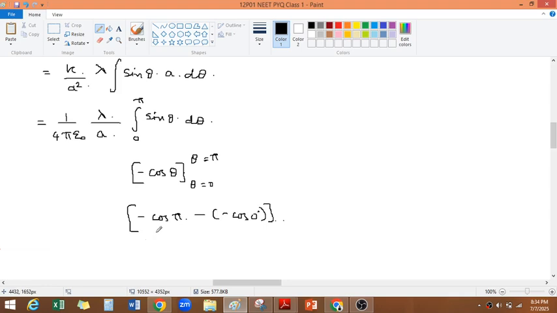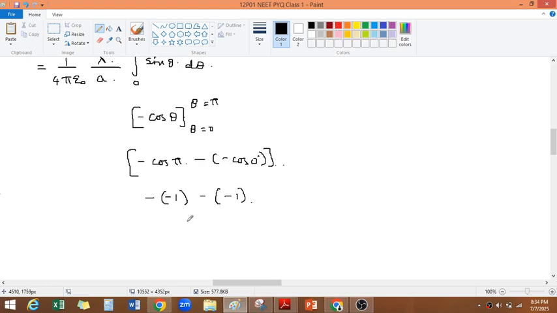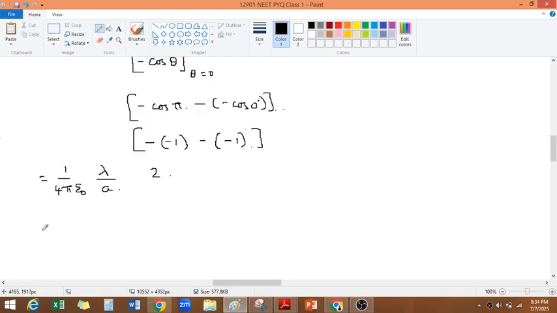You can keep the minus out also, nothing wrong, or you can say minus of minus 1. Minus cos 0 is 1, so it will become minus 1. So minus into minus plus, minus into minus plus, so I think it will become 2. So 2 cancel, so I will be getting 1/2 pi epsilon.